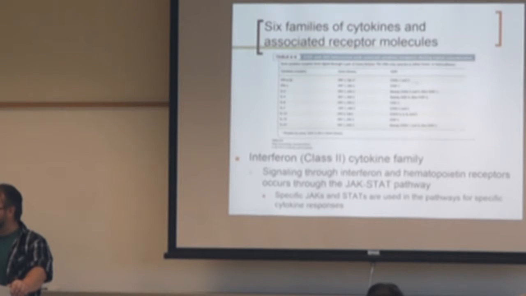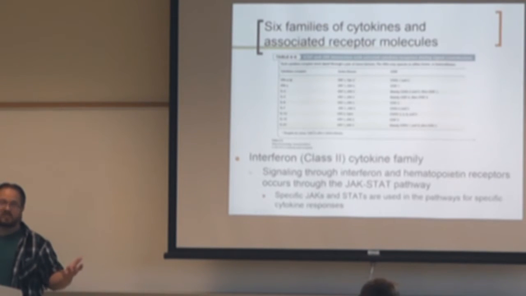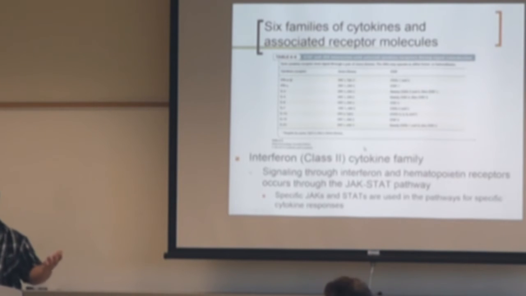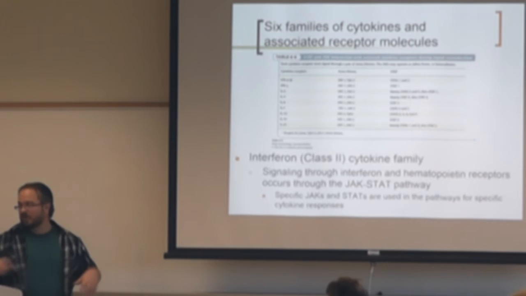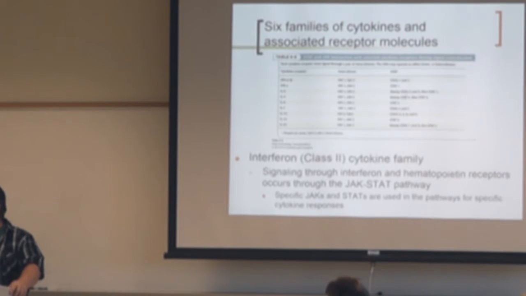Not all of them, but a lot of them have different STATs. So if I want to shut down one of these pathways, I can target one of these kinases and specifically target one of these events. For example, if I want an anti-inflammatory, I might target one JAK or STAT that's involved in inflammation.